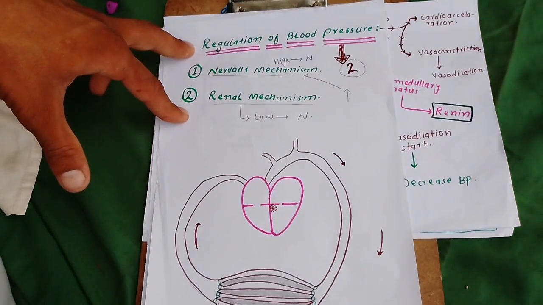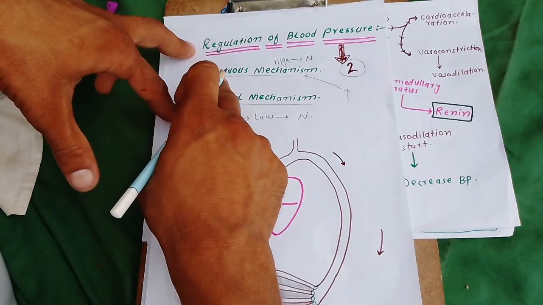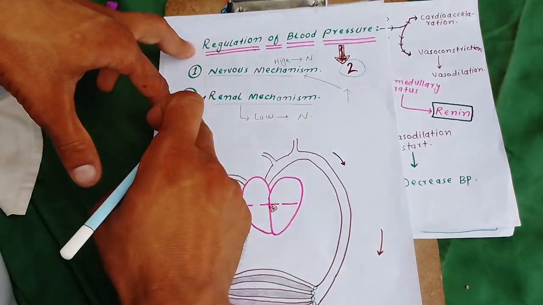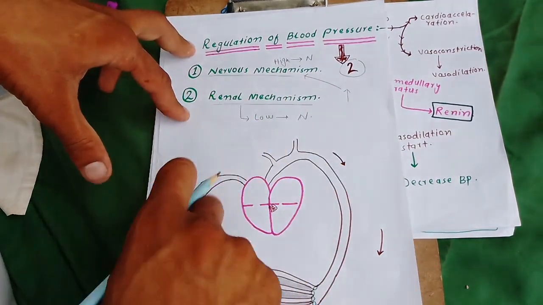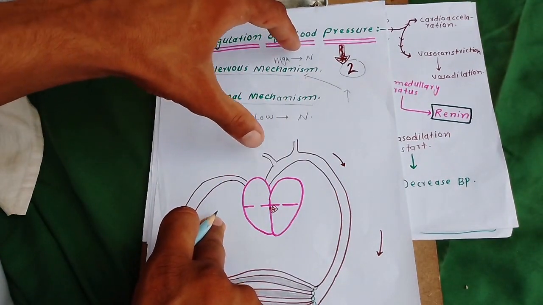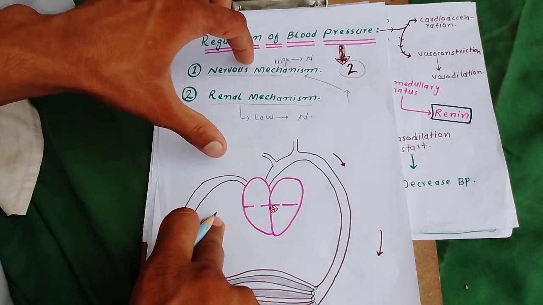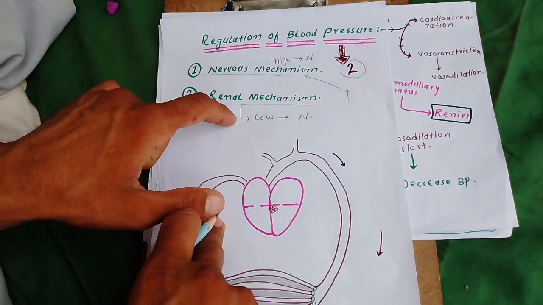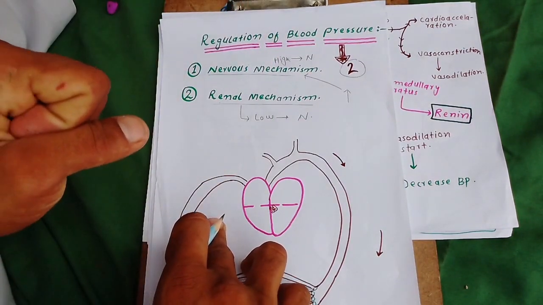Okay, the nervous mechanism can bring a high BP and low BP to normal, and the same goes for the renal mechanism. But for easier understanding, here I explain the nervous mechanism for high BP and the renal mechanism for low BP. Okay, so let's start our lecture.